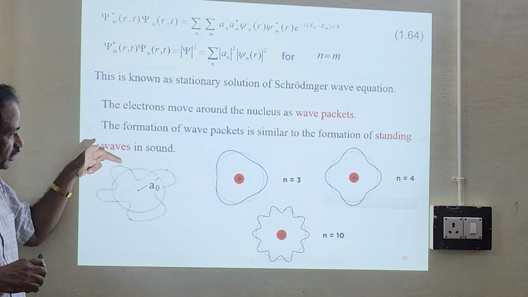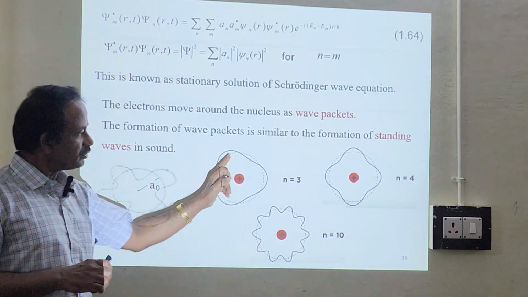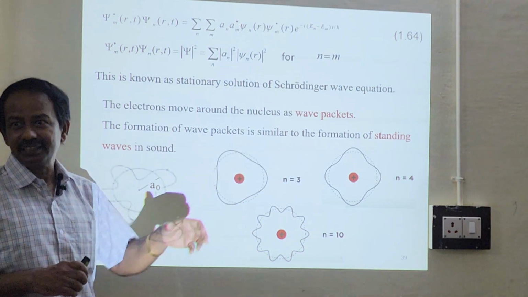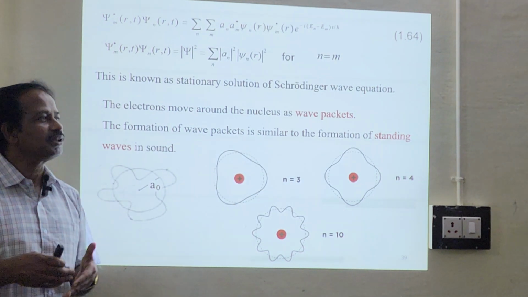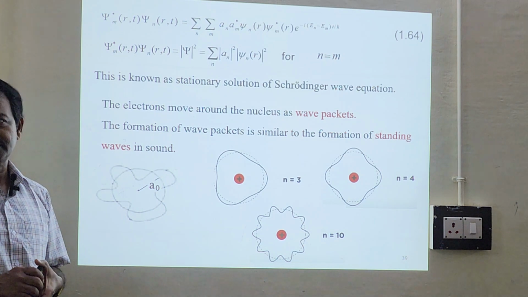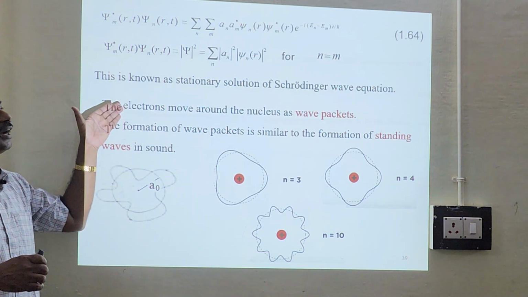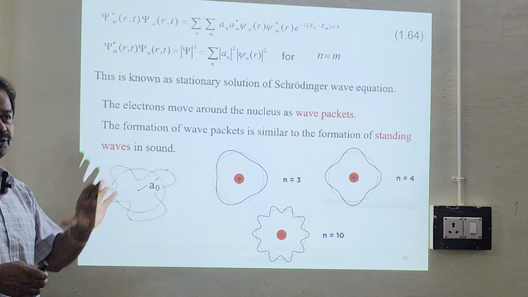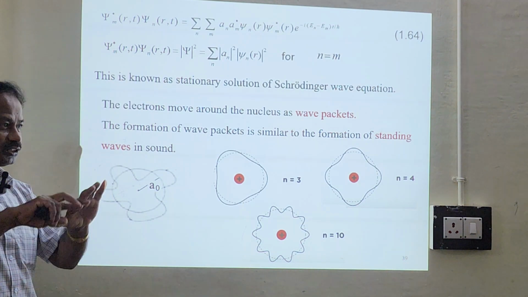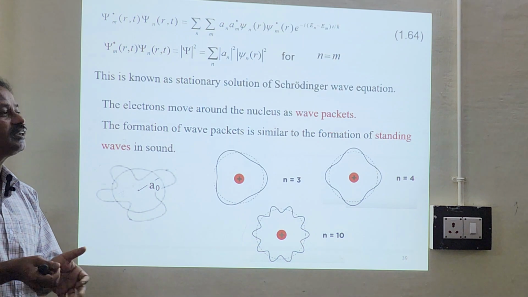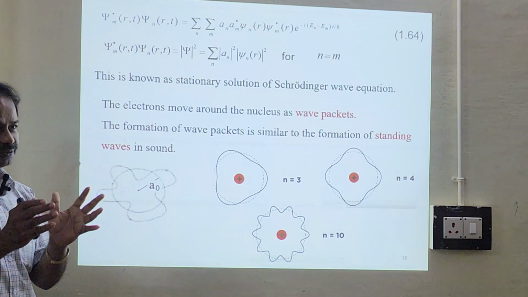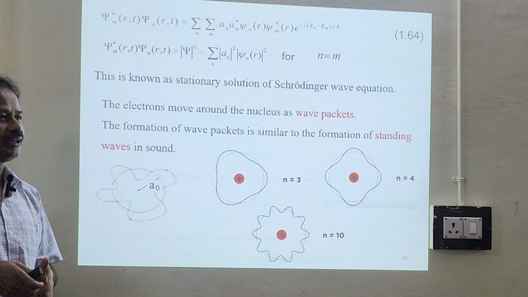You just count, 1, 2, 3, 4, and you just count, it will be 3. So they are all integers, integral multiples of the first integer. So this is the concept. This concept clearly goes with the ideas about stationary solutions. So we have only stationary solutions around the nucleus. This is what we have to assume.